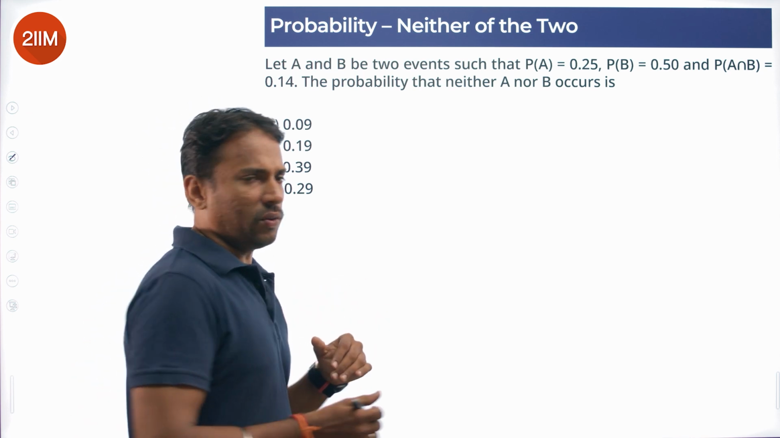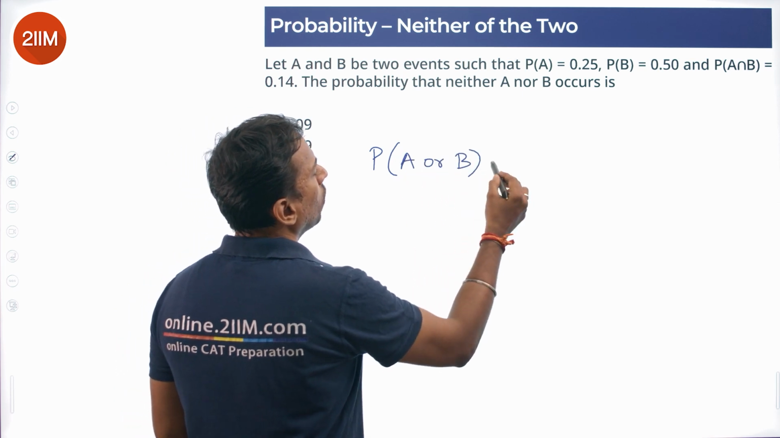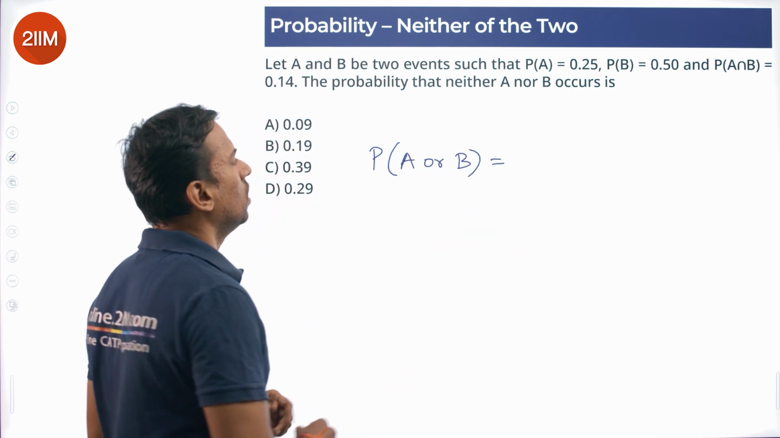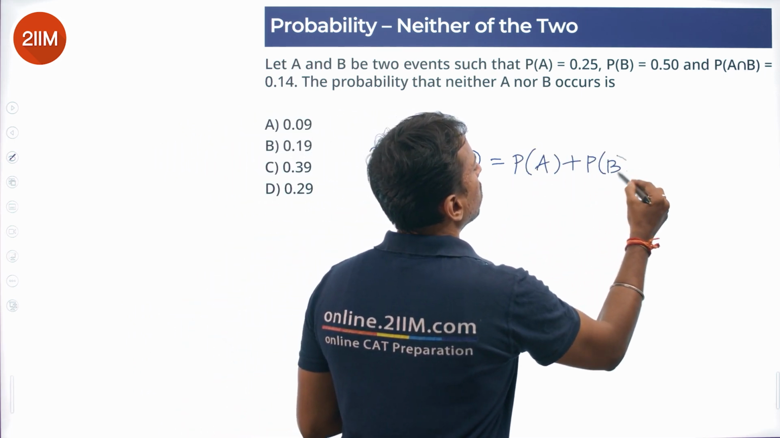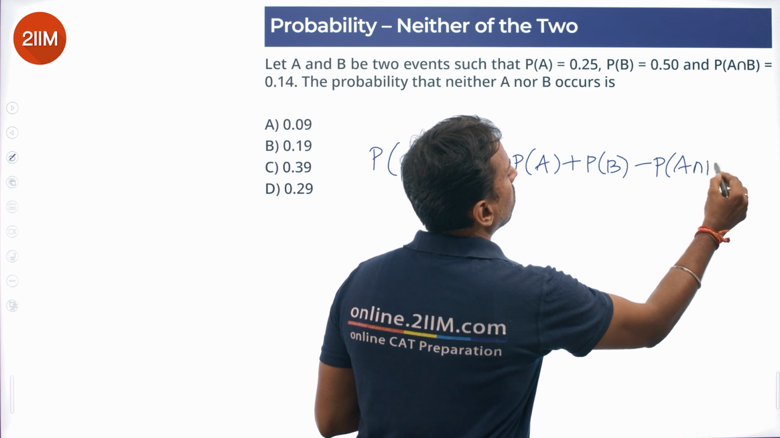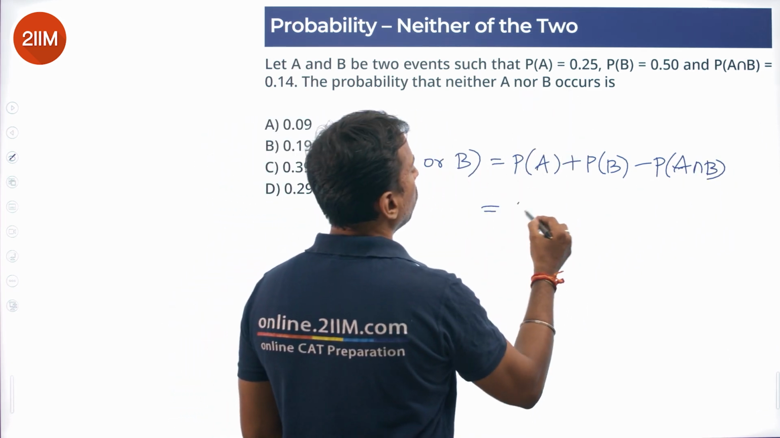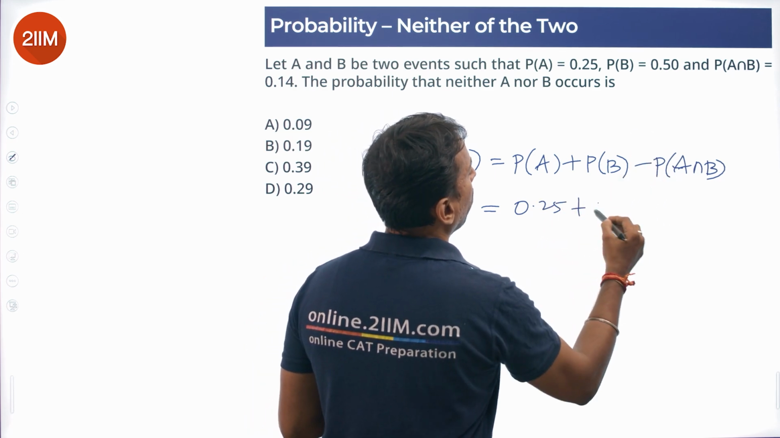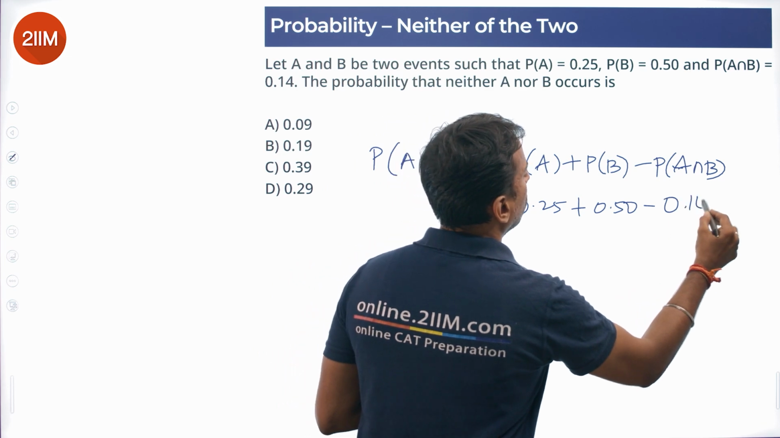So first we'll try to find out P(A ∪ B), either A will happen or B will happen. We'll check this. This is simple. This is P(A) + P(B) − P(A ∩ B). So P(A) is 0.25, plus this is 0.50, minus this is 0.14.